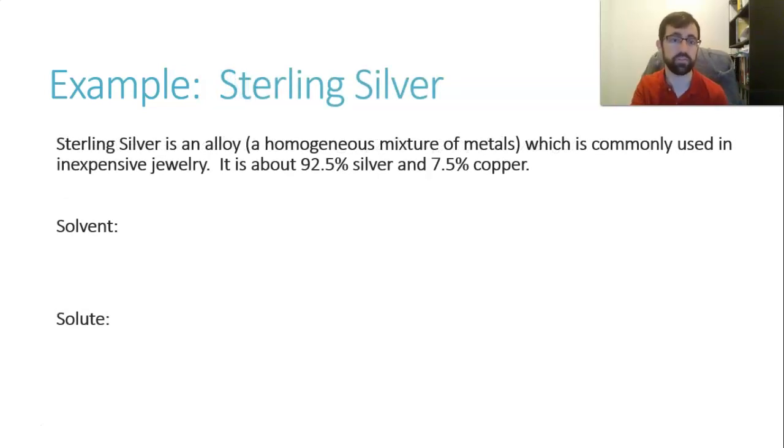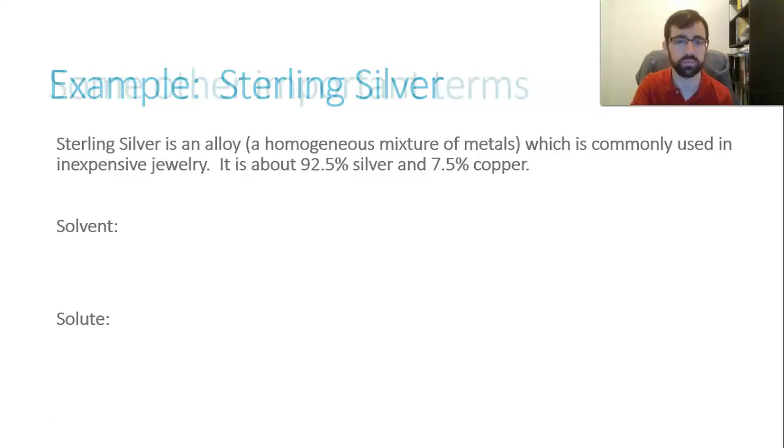Sterling silver. So if you've ever gone to a jewelry store to buy some inexpensive jewelry, you've probably seen this word. Sterling silver is an alloy. That is a solution. It's a homogeneous mixture of solid metals. So they melt these metals down and mix them together, and then as they harden, you've got an alloy. This is about 92% silver, so it is mostly silver, and 7.5% copper. What's the solvent? It's silver, and the solute is copper. Of course, our solution would be sterling silver.